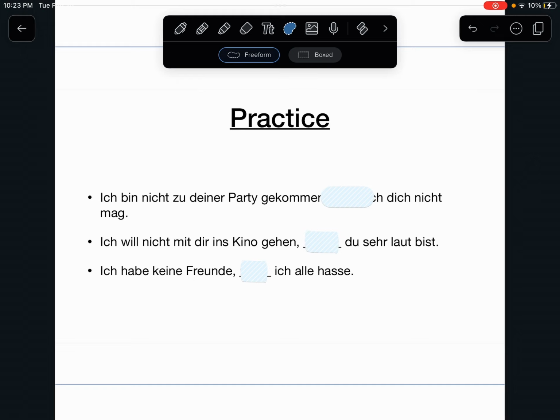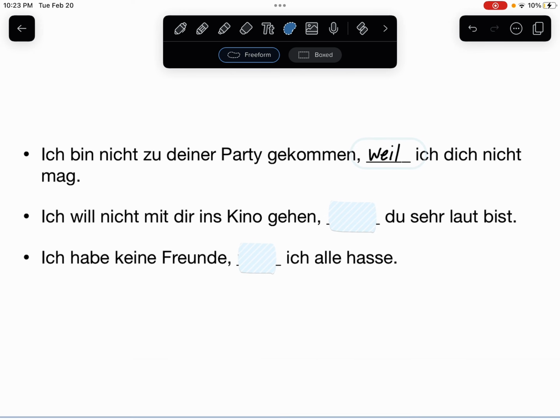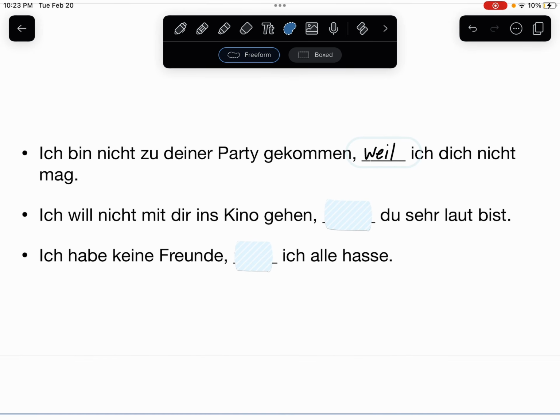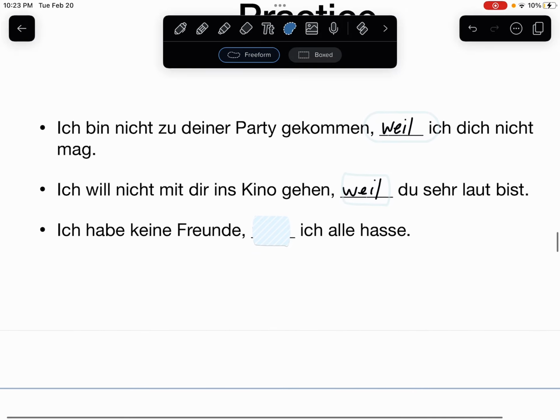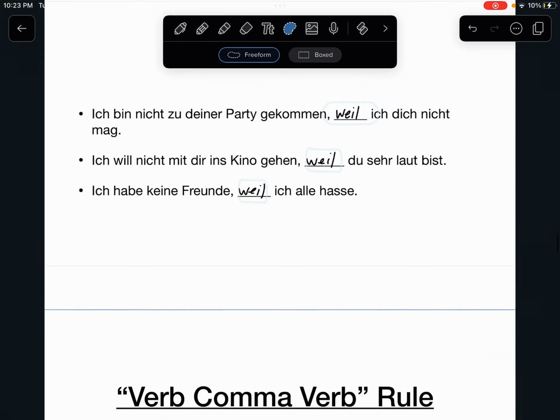Number 1. Ich bin nicht zu deiner Party gekommen, weil ich dich nicht mag. I'm not coming to your party because I don't like you. Number 2. Ich will nicht mit dir ins Kino gehen, weil du sehr laut bist. I don't want to go with you to the movie because you're very loud. Number 3. Ich habe keine Freunde, weil ich alle hasse. I don't have any friends because I hate everyone.